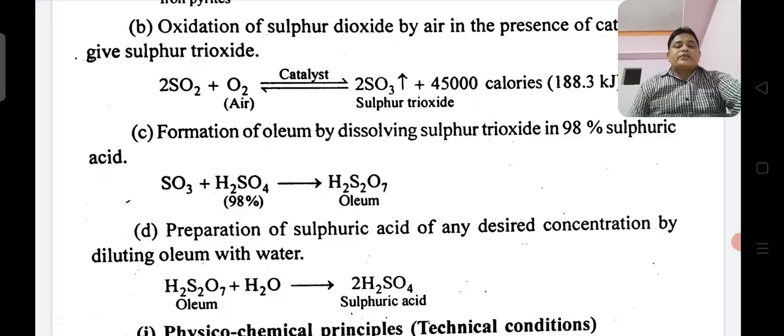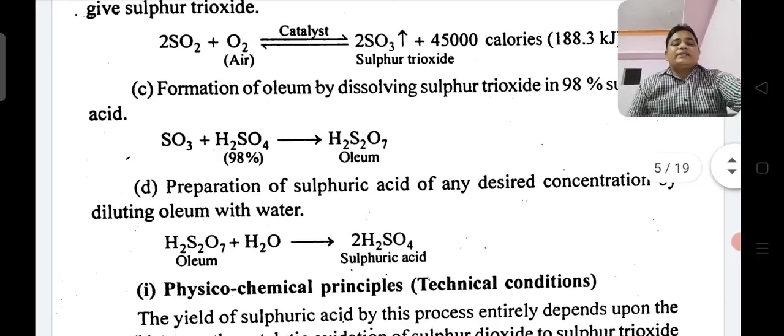And the last step is the preparation of sulfuric acid of any desired concentration by diluting oleum with water. That means in the fourth step, oleum is diluted with water to form sulfuric acid of the desired strength. The reaction is H2S2O7 plus H2O to form 2H2SO4, that is sulfuric acid. These are the main four steps in the manufacture of sulfuric acid by the contact process.